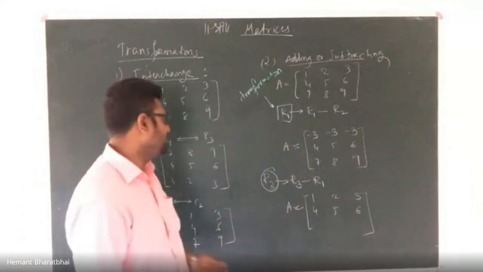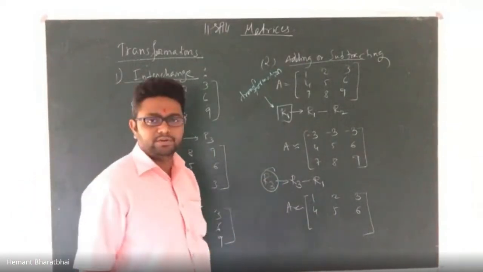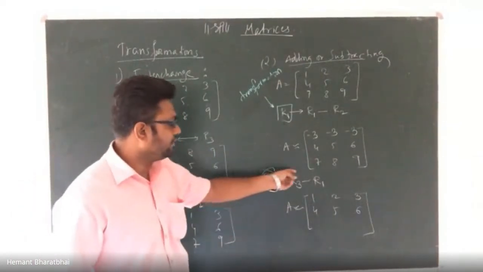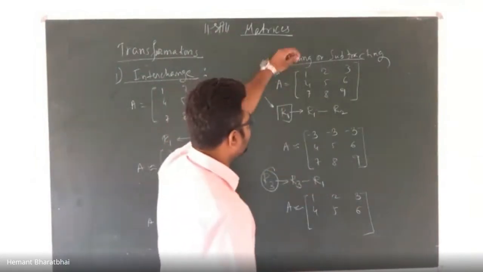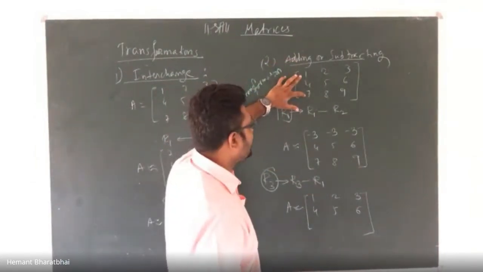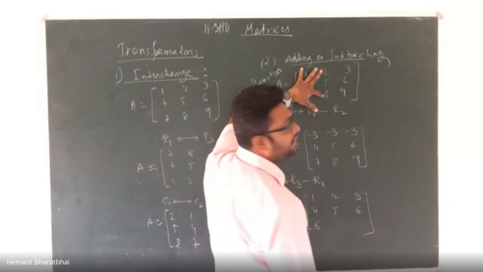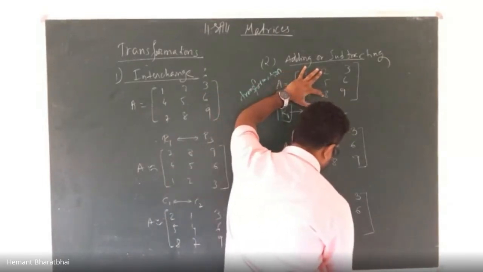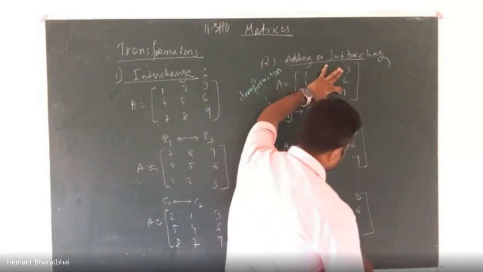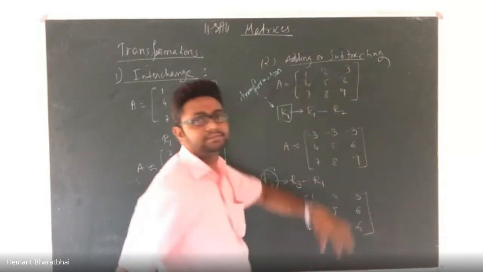Okay. Now the R3 transformation is going to occur. What are we going to do? We are going to subtract R1 from R3. So subtract R1 from R3. So 7 minus 1, that is 6. 8 minus 2, that is 6. 9 minus 3, that is 6.